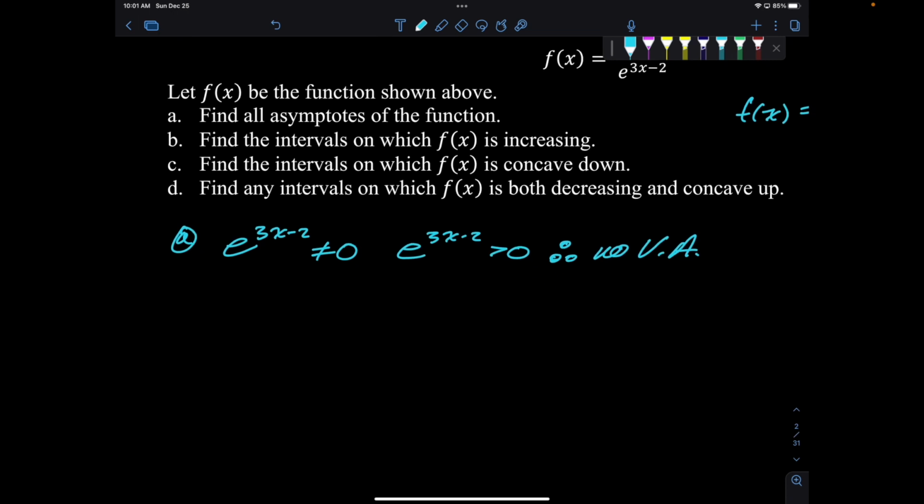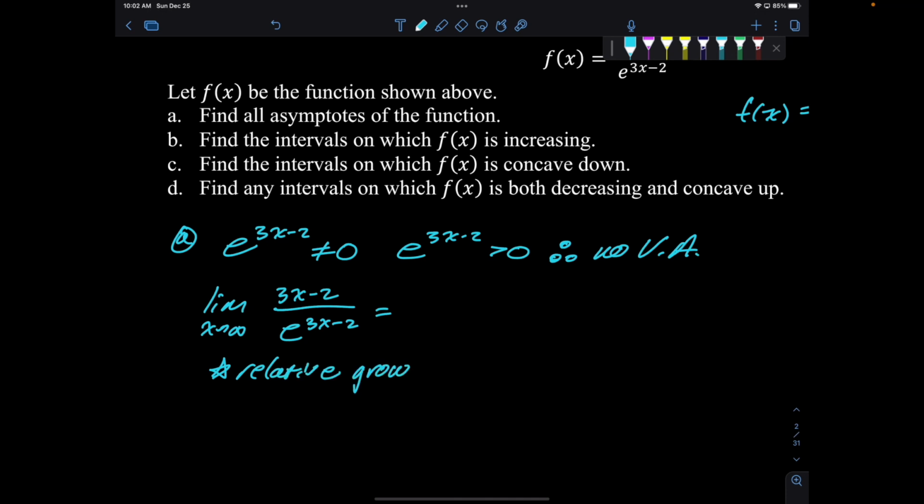All right, which brings us to the question of horizontal asymptotes. So we need to look at the limit as x approaches infinity of our function, which is 3x minus 2 over e to the 3x minus 2. So I'm going to use relative growth rates. By that I mean an exponential is going to destroy a polynomial as you go to infinity. You could also use L'Hopital's rule because you do get infinity over infinity by direct substitution. But I'm going to use relative growth rates and just say that this is equal to 0, which means that y equals 0 is a horizontal asymptote.